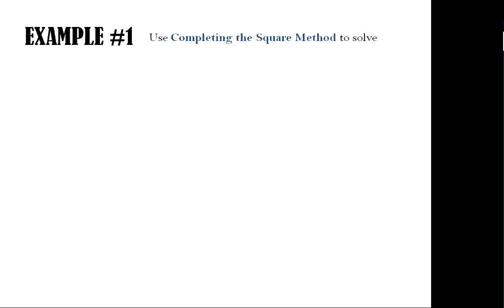This time we'll go to example number 1. Use the completing the square method to solve x squared plus 8x plus 7 is equal to 0. Notice that x squared plus 8x plus 7 is equal to 0 is also factorable. So meaning to say, we can also solve this by using factoring. At the same time, this can also be solved using the quadratic formula. And of course, we can solve this by using the completing the square method. But this time, we'll focus on completing the square method.